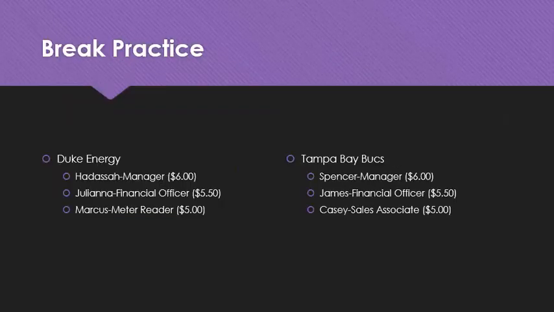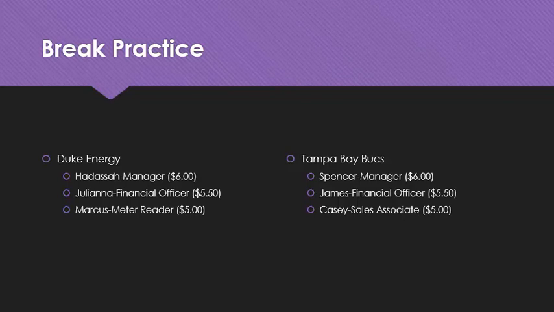Right, now the last thing we're going to be doing in our activity book is doing our break time practices. Now for your break time practices, you are going to need your job and how much you are going to make. So if you take a look at the screen right now, you'll see for Duke Energy, I have Hadassah is the manager. You'll be earning $6. Juliana, you will be the financial officer. You'll be earning $5.50. Marcus, you will be the meter reader, and you'll be earning $5.